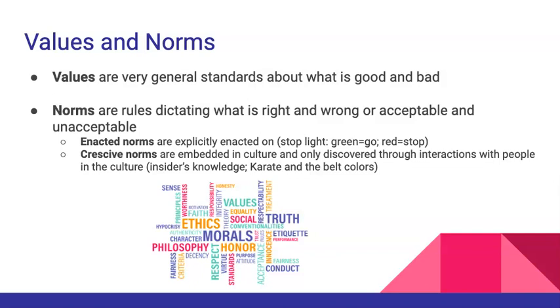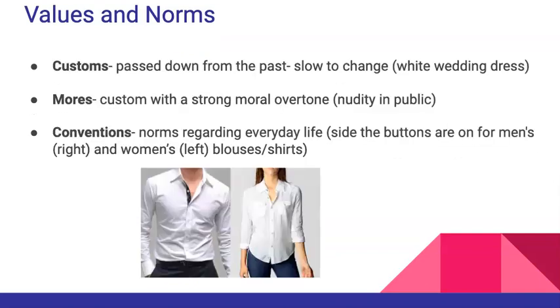And then there are crescent norms, and these are embedded within culture and only discovered through interactions with people in the culture. So for example, I don't actually know a lot about this, but if you're someone who's practicing karate, you probably are very familiar with the belt colors and what each belt means and stands for. Whereas me as an outsider, I really don't know much about the belts, except that I think black is supposed to be the best, the black belt. And I could even be wrong. So, that's just something to think about, is that there can be two types of norms.